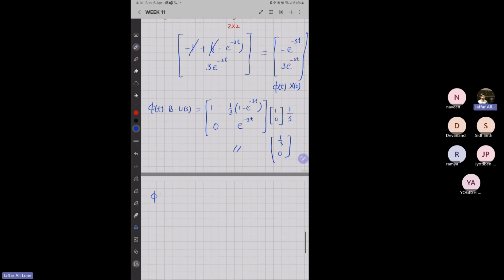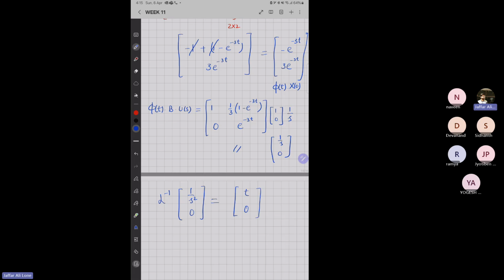Then when you multiply phi of t, b, u of s, you take the Laplace inverse of this. So it will come out to be the Laplace inverse of 1 over s square and 0. What is the Laplace inverse of 1 over s square? Anyone? Anyone? It's a ramp signal.